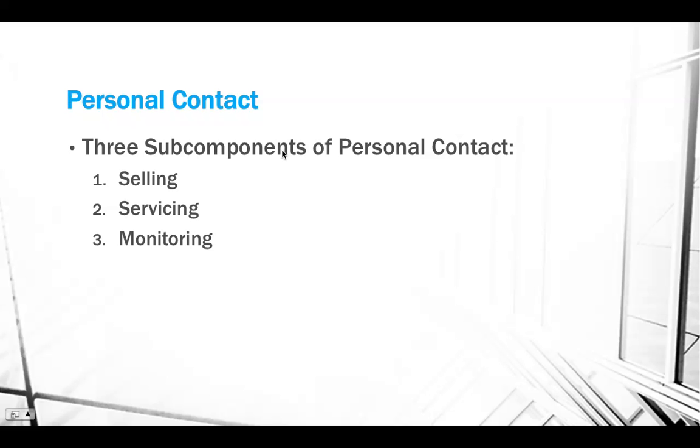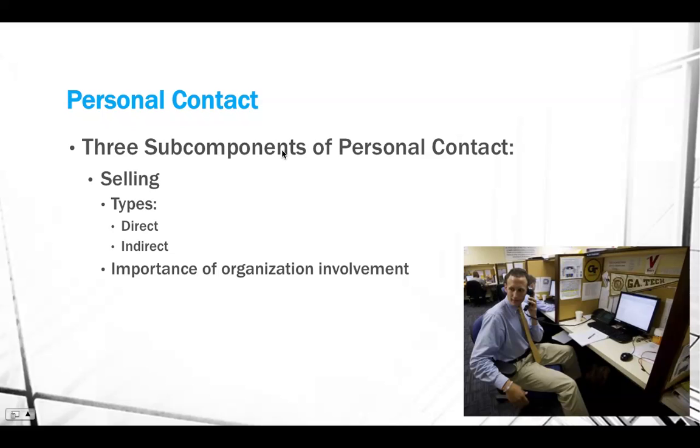There are 3 subcomponents to personal contact, and we'll talk a lot about one of them this semester. It's selling, servicing, and monitoring. Let's go through these very briefly. With selling, you can have different types: direct and indirect. Direct selling will be those scheduled sales meetings, suggested sales procedures such as telemarketing and things like that. A lot of the jobs in the sport industry start in telemarketing or as inside sales representatives. We'll get to that in the second module.